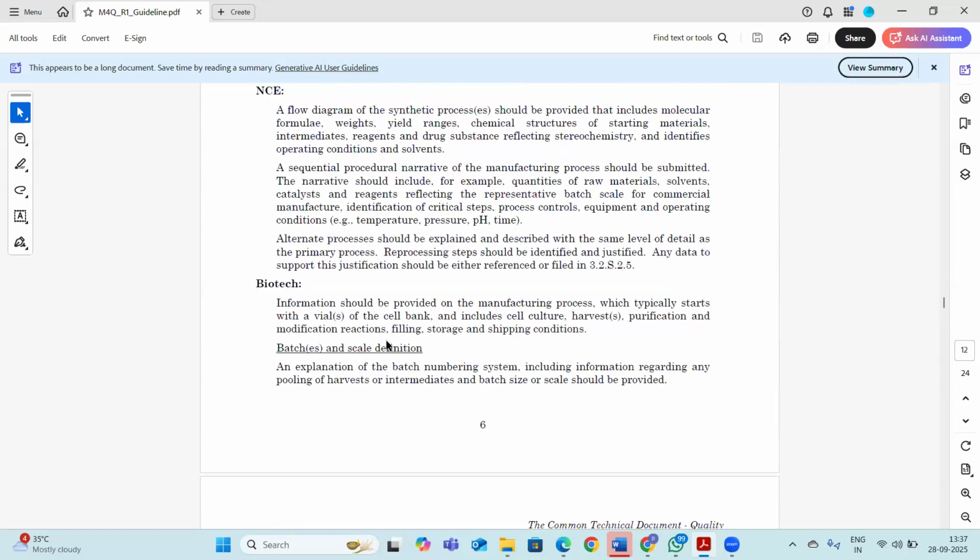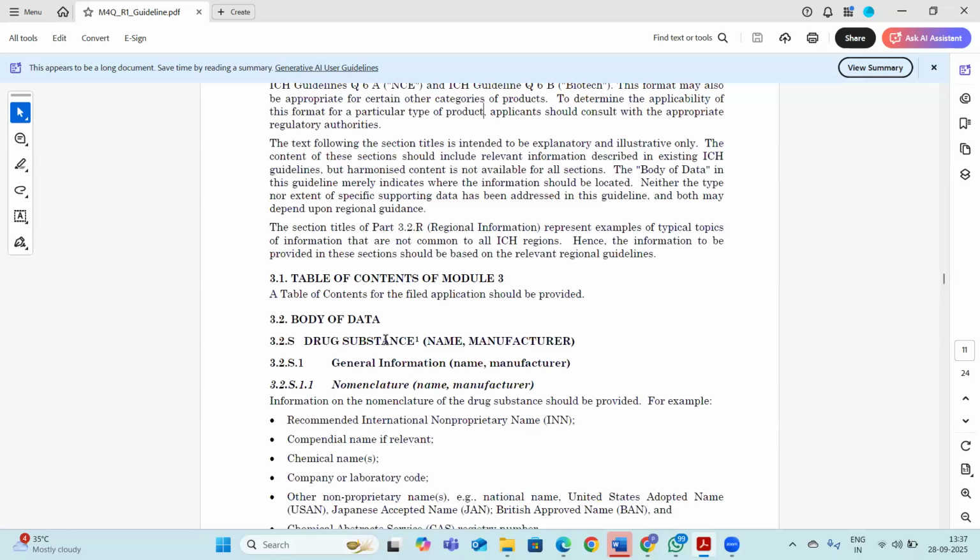Okay, so take for example drug substance. Let's try to cover drug substance in today's class so that we have enough time to explain drug product and talk about drug product in the next class. So for drug substance, you submit general information, which is further divided into 3 sections.